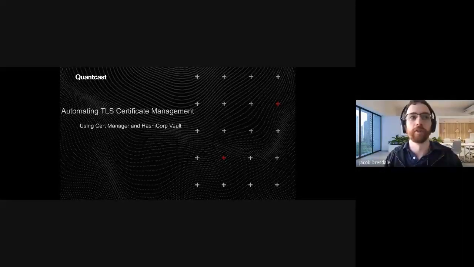Automating TLS certificate management using Certificate Manager and HashiCorp Vault.